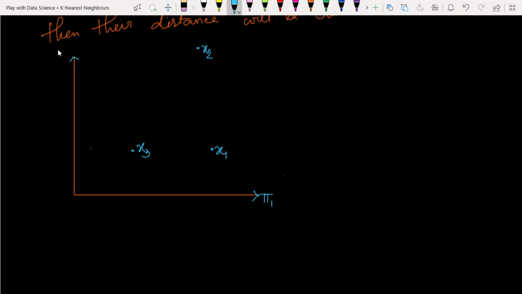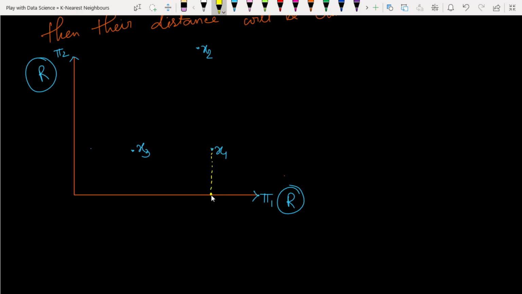Let's take another plane, pi 2. Both the planes are perpendicular, and I'm considering each plane randomly. Suppose first I'm projecting the data points onto the first plane, pi 1.